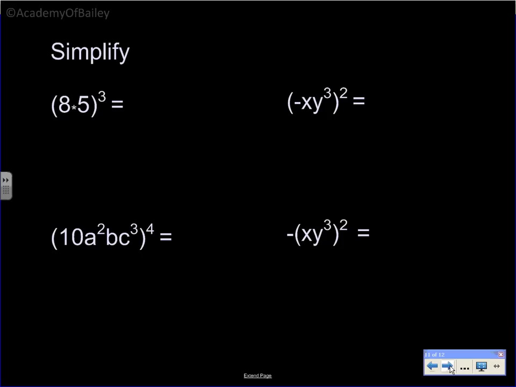Want to work this out? I know we have powers of 1 there, so 1 times 3 is going to be 8 to the 3rd, and 1 times 3 is 5 to the 3rd. I know 5 times 5 is 25, and times 5 again is 125. 8 cubed is 8 times 8 is 64, and then times 8 again, 512. And if you take these 2 numbers and multiply them, you're going to get 64,000.